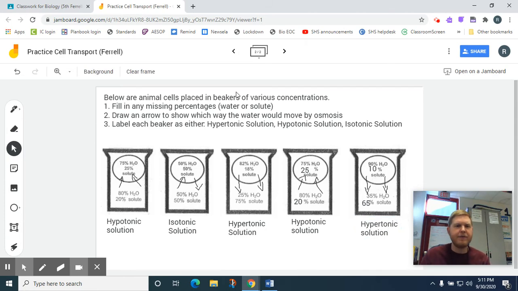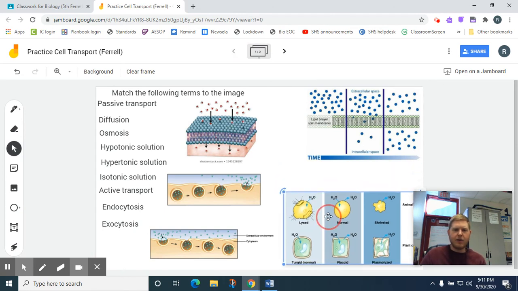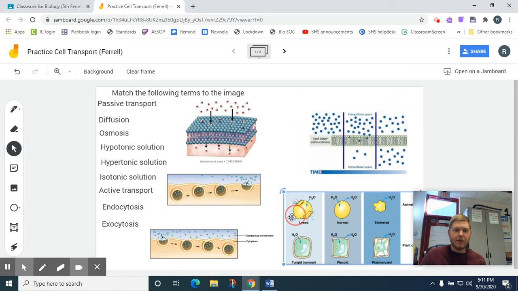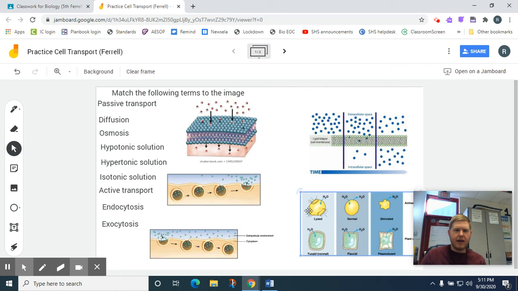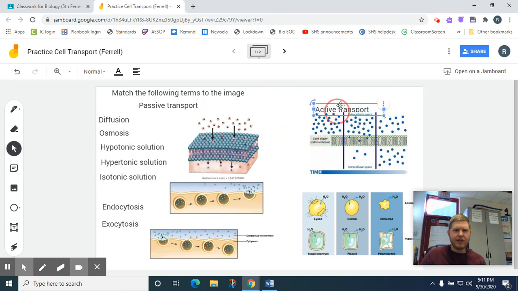Now that we've done that, let's come back to this first one. So we're going to match the terms with the images. If you look here, we don't have a lot of images, but we do have a lot of terms. So here's what we're going to do. Passive transport and active transport. This is going to be headings.